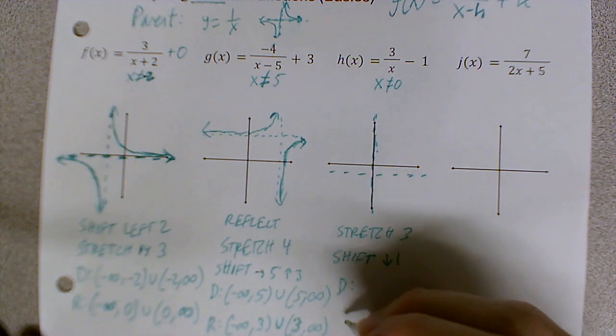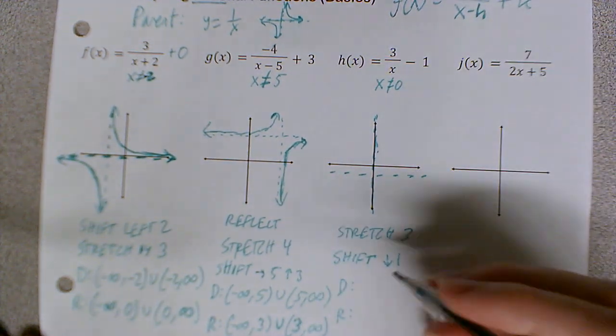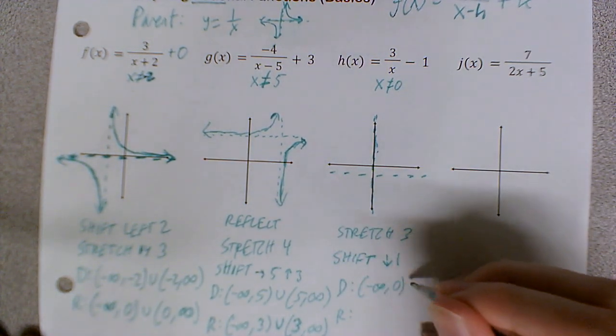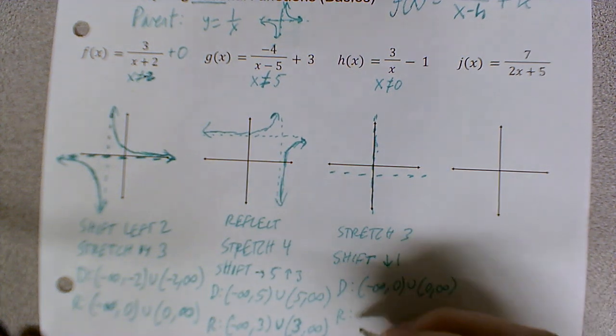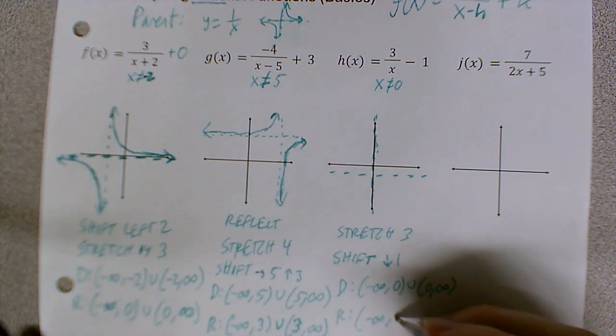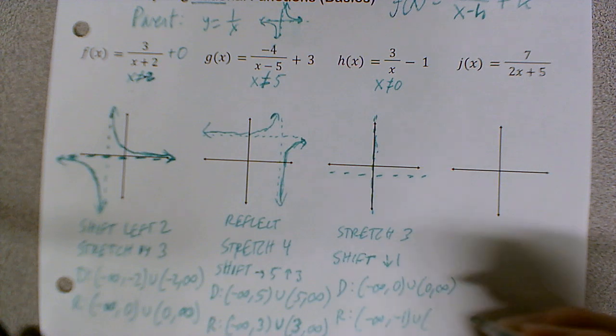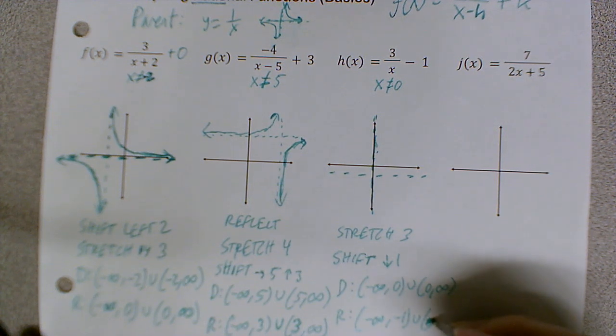All right, the domain and the range. We can't include the value of 0. And we can't include the value of -1 in the y. Oop, that should be -1. There we go.